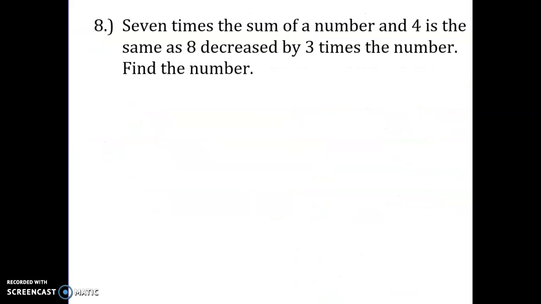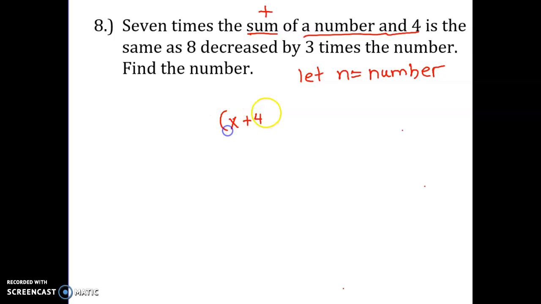Okay, number 8, 7 times the sum of a number and 4 is the same as 8 decreased by 3 times the number. Find the number. Okay, our let statement is the number. So let's let n be equal to the number. If we take the sum, is addition, the number and 4. So we take the sum of the number and 4, which would be n plus 4. And it's 7 times it, so it's 7 times the sum of a number plus 4, is the same. So is the same is an equal sign as 8 decreased by 3 times the number.